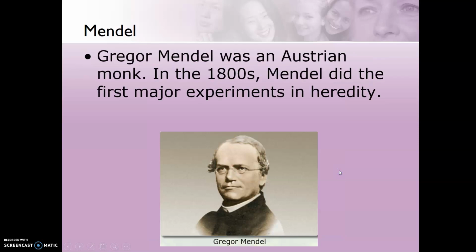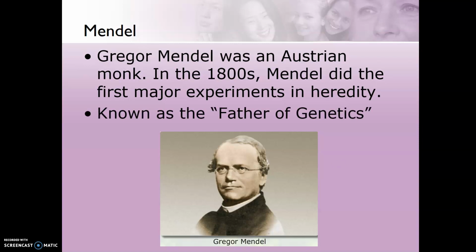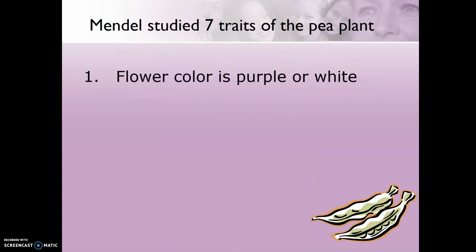Gregor Mendel was an Austrian monk in the 1800s, and some of you have already studied about Gregor Mendel. He did the first major experiments in heredity. He's known as the father of genetics. So he looked at 7 traits in pea plants that he just planted in the garden of the monastery where he was living and studying.